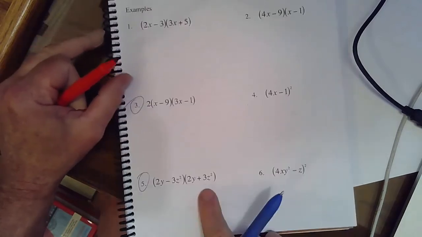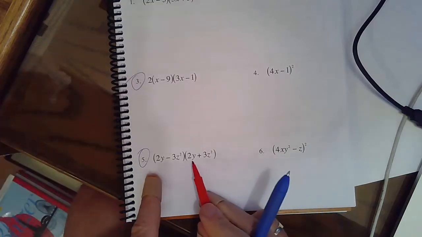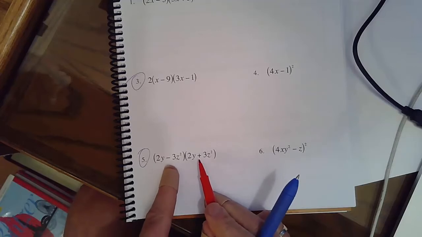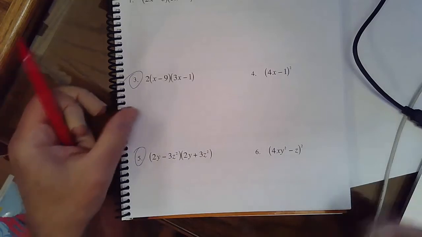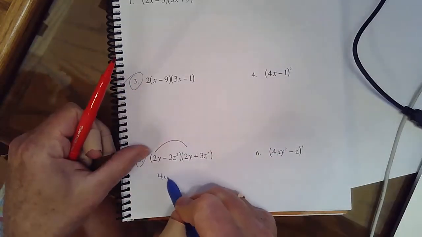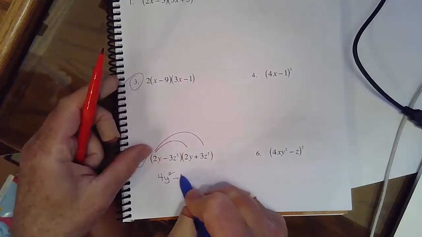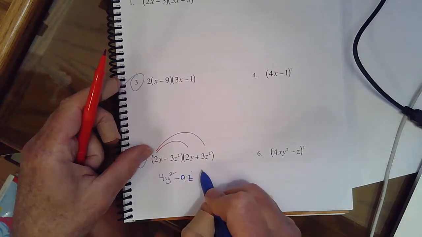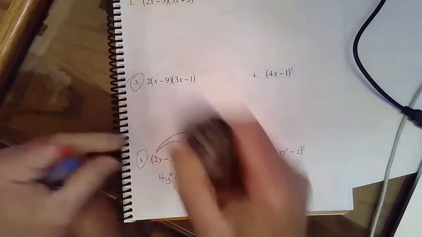The reason why I'm going to do this one first is because something special is going to happen. These look identical, but the signs are different. So what happens if they look identical and the signs are different? You'll see. Some things go away. It's really convenient. So we're still FOIL. That's 4y squared. Okay, minus, let's see, I got 2y times 3z squared. My mistake. Let's try that again.